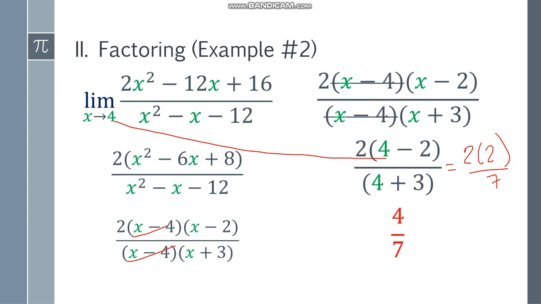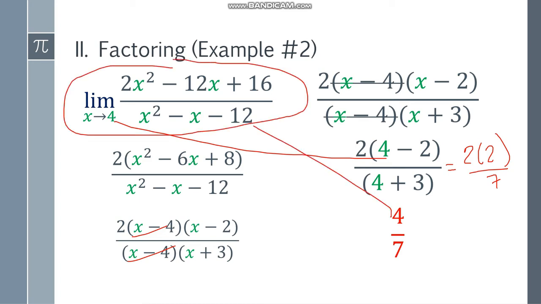So we have a finite number, and that means that's cool. We got a good answer, I mean, the correct answer. So in this question, the answer is 4 over 7.